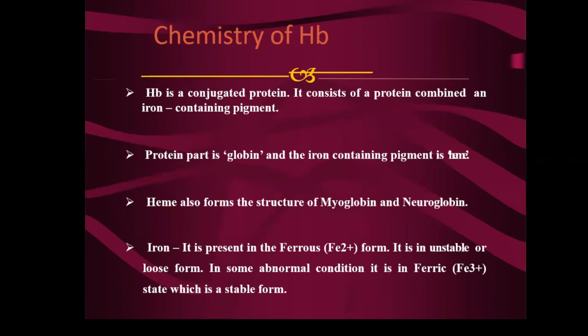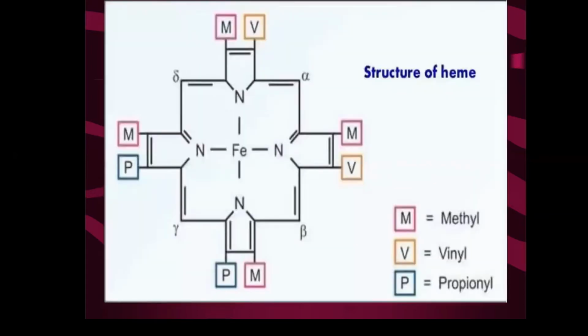Heme is a protoporphyrin compound and consists essentially of four pyrrole groups joined together. As we can see here, it's a protoporphyrin compound and consists essentially of four pyrrole groups that are joined together.